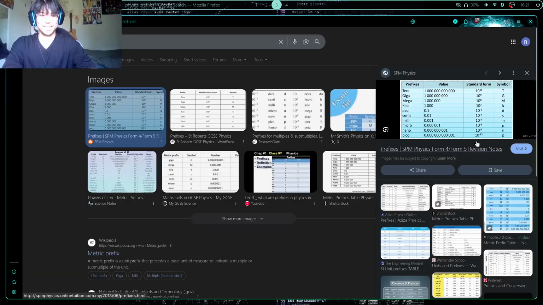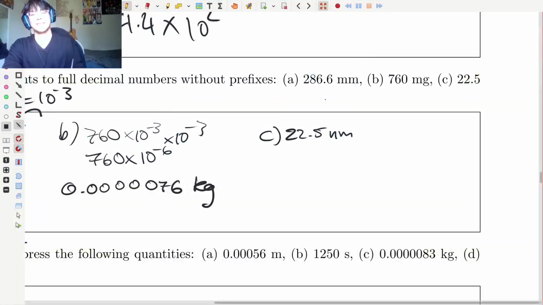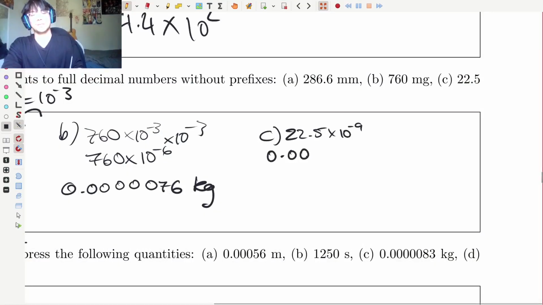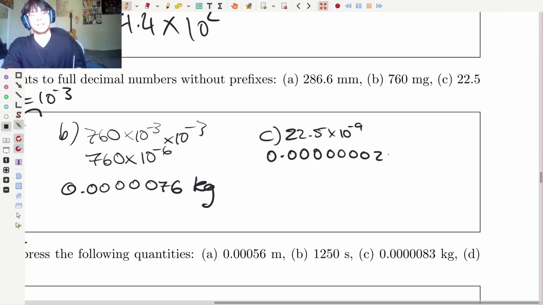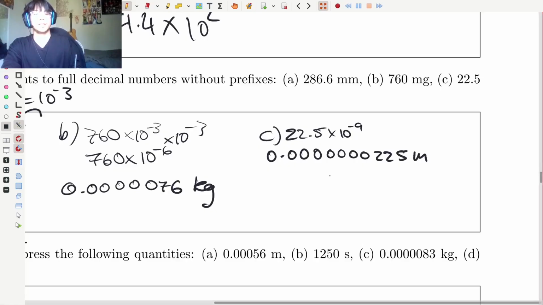Okay. So nano is 10 to the minus 9 right here. So this is just 10 to the minus 9, and this will be pretty long. 1, 2, 3, 4, 5, 6, 7, 8, 9 meters.